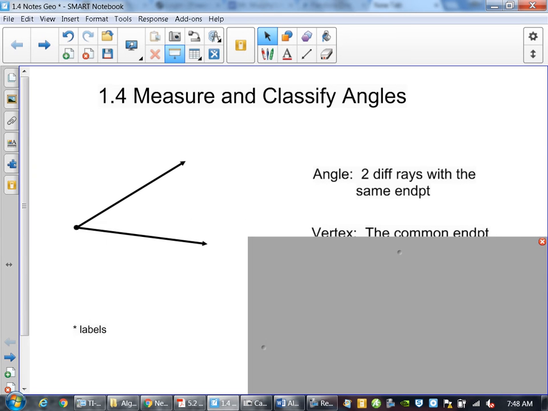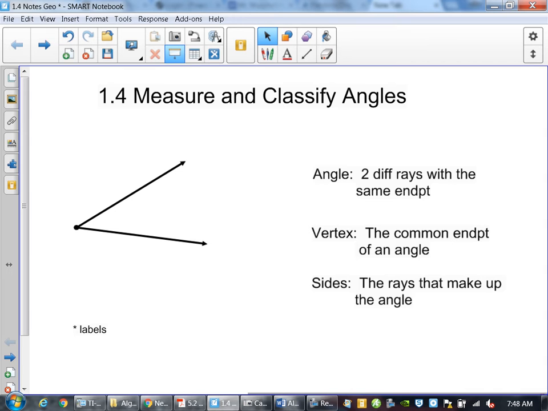So angles. Basically, you guys have all seen this before. Angles are just two different rays that share a common endpoint. That's it. These rays don't necessarily have to go in the same direction. They can go in opposite directions.